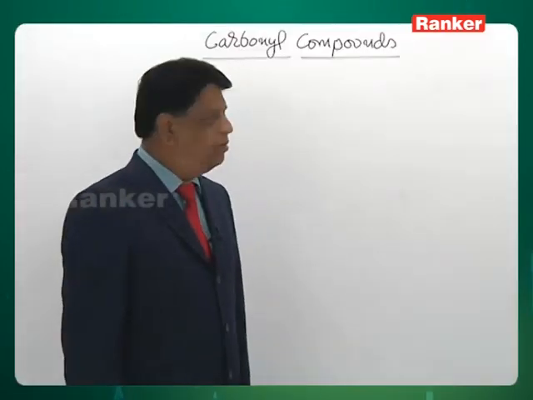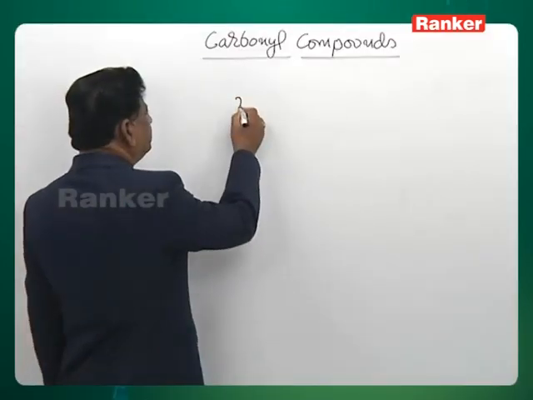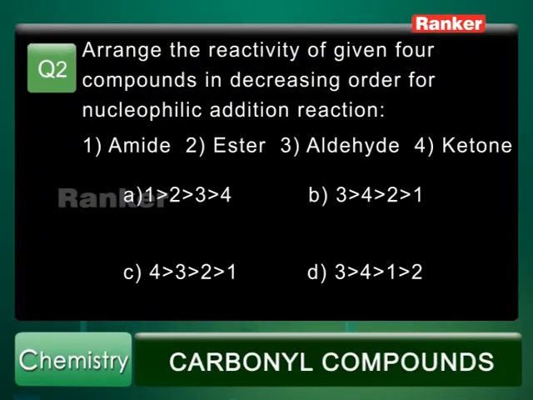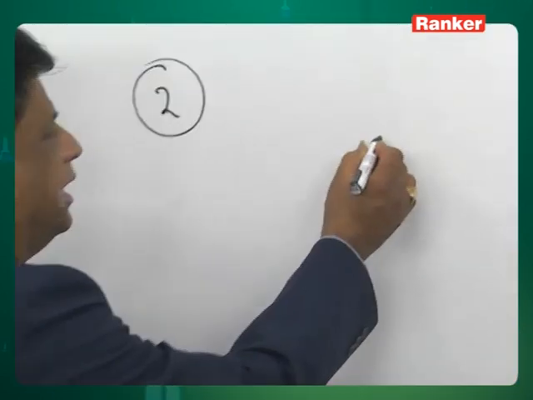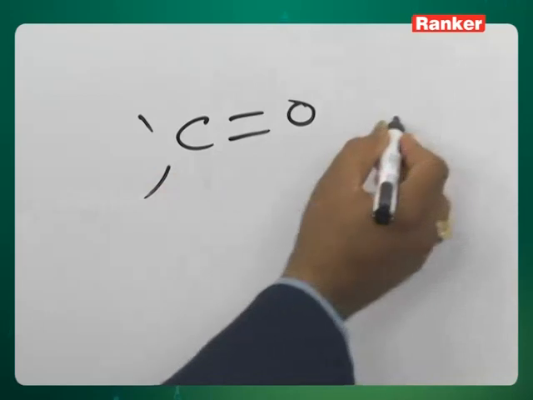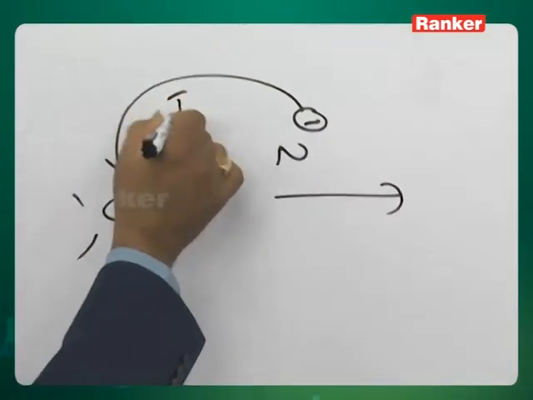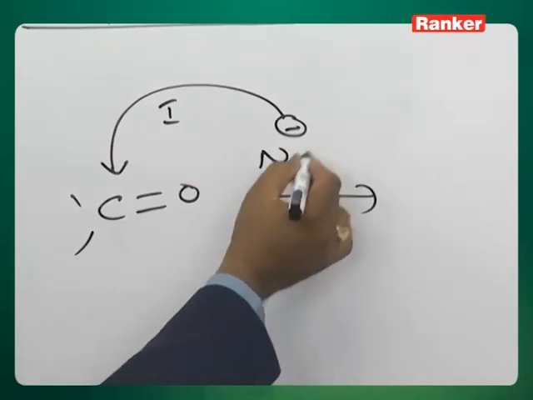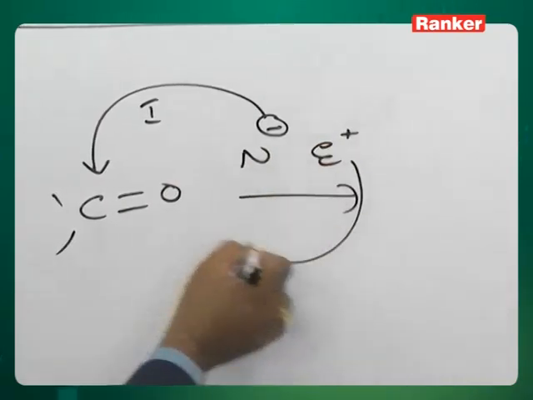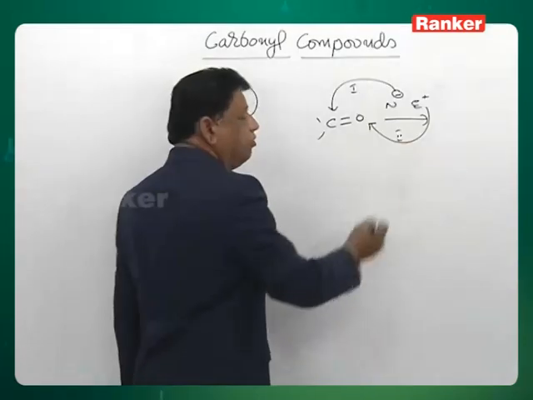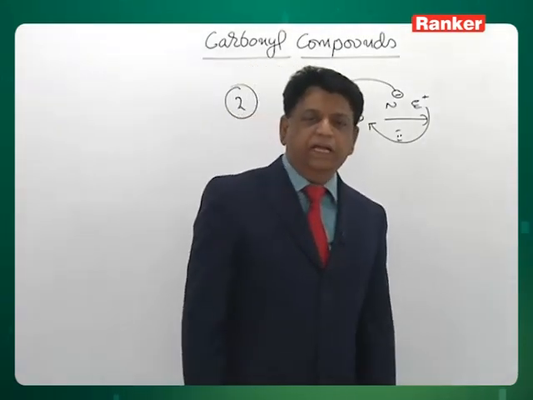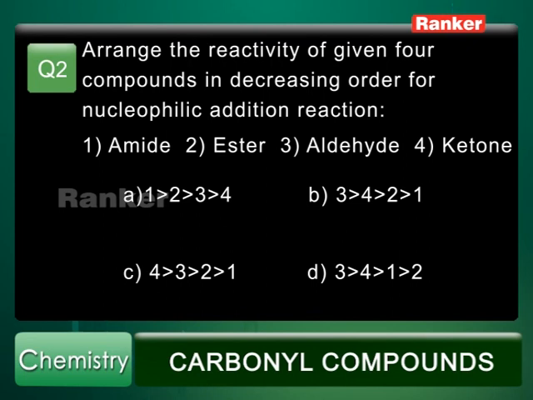So let's go for question number 2. Arrange the reactivity of the given 4 compounds in decreasing order of nucleophilic addition. Nucleophilic addition is a reaction wherein a C=O adds a nucleophile (Nu minus) first, followed by an electrophile like H plus in the second step. This is a nucleophilic addition reaction. The options given are an amide, ester, aldehyde and ketone.